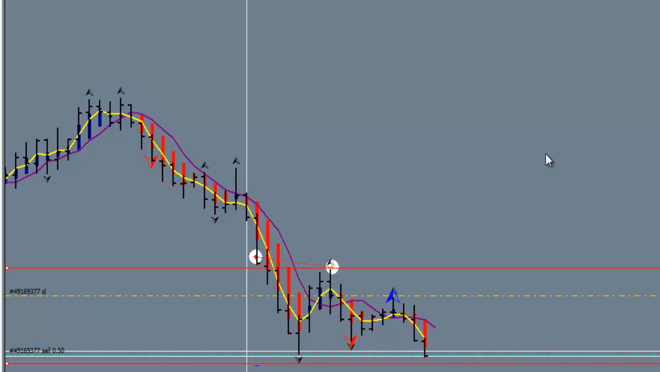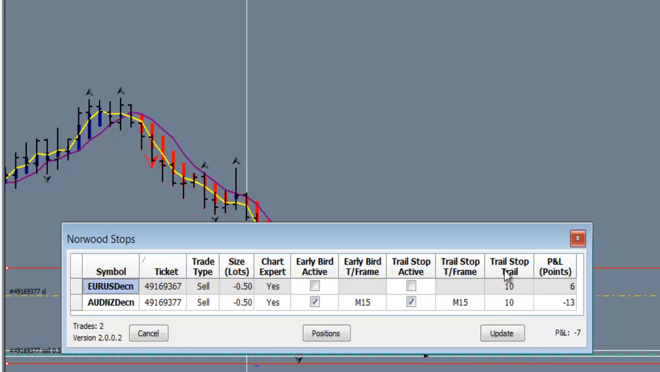Okay, that's on the 15-minute. Trailing stop is trailing. It'll be 1 pip above the previous Heikin-Ashi's high, or below the previous Heikin-Ashi's low. If it were 50, that would be 5 pips. So you can actually set it and adjust it a little bit there.